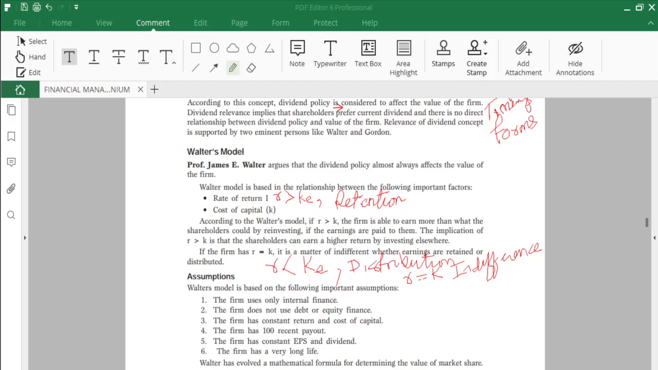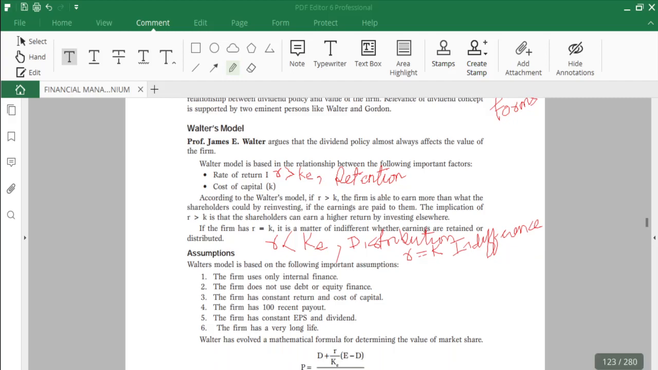Clear? So what happens when R is greater than KE, you retain, then the value of the firm increases, or we say the MPS, market price of the share, increases. When R is less than KE, then you should go for distribution, because if you retain the fund or the earnings, it is not going to increase the value. Rather, distribution can increase the value or the market price of the shares. And if R is equal to KE, it really doesn't matter whether you distribute the earning or you retain the earnings.